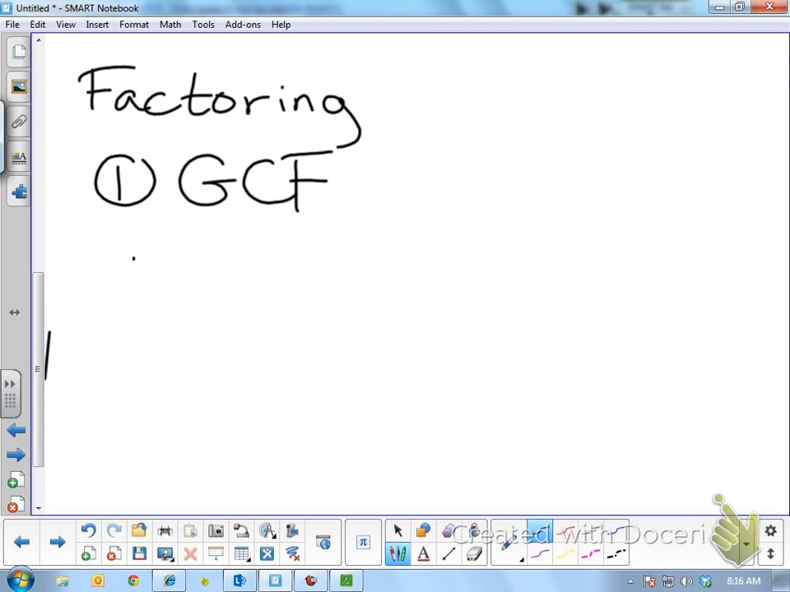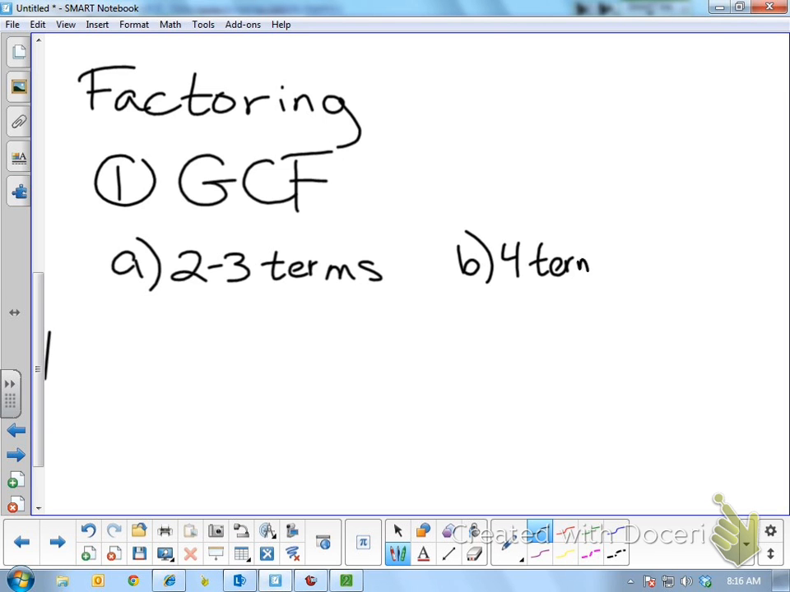So our first option depends on the number of terms. If we have 2 to 3 terms, we used one method. If we had 4 terms, we used a different method. And if we have 5 or more terms, we're just done after greatest common factor. We can't do anything else.